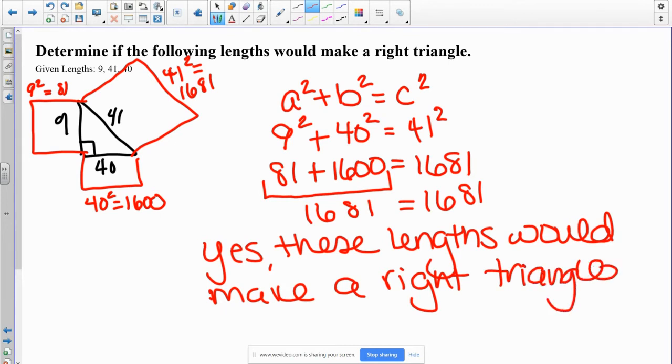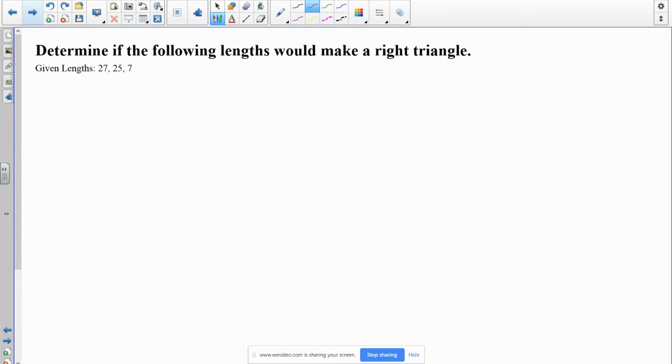And again, because we did the Pythagorean theorem, we took the two legs, we found the area of the squares, and then look at the hypotenuse area. And remember, if these two areas add up to equal your hypotenuse area of their square, then that makes a right triangle, because the Pythagorean theorem only works on right triangles. And we're going to look at this next one.